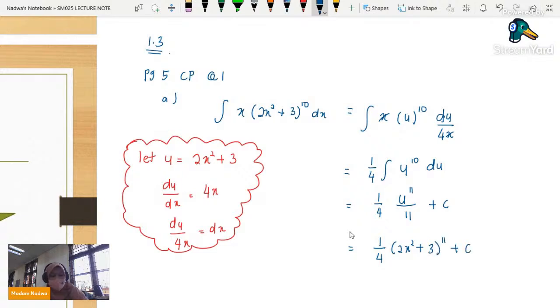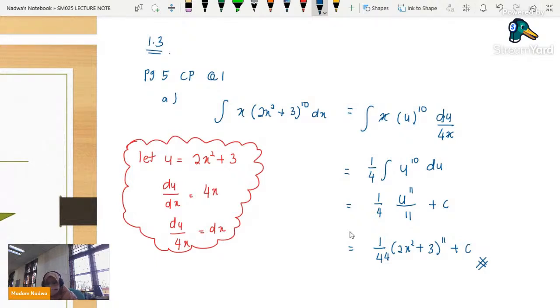Now we're going to check with the answers at the back. Okay, so question 1.3, page 15, the answer is 1 over 4 times 11 is 44. 1 over 44 2x squared plus 3 to the power of 11. Okay, so the answer is correct, plus C. So senang sahaja buat substitution ni.